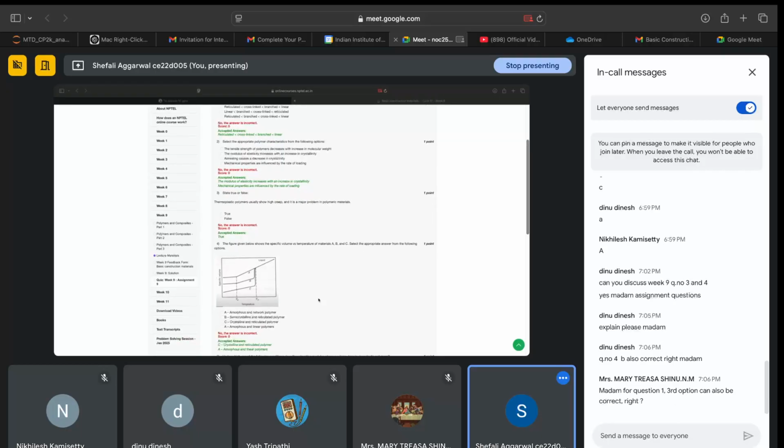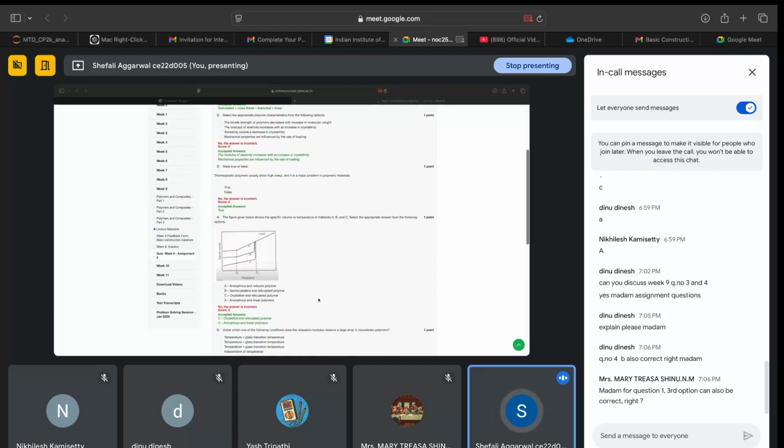Just 1 minute. First, question number 4. B is also a correct answer, you say. The figure given below shows the specific volume versus temperature of materials A, B and C. Select the appropriate answer from the following options. A is amorphous and network polymer, B is semicrystalline, C is crystalline, and A is amorphous and linear. You are saying option B can also be correct: semicrystalline and reticulated polymer.